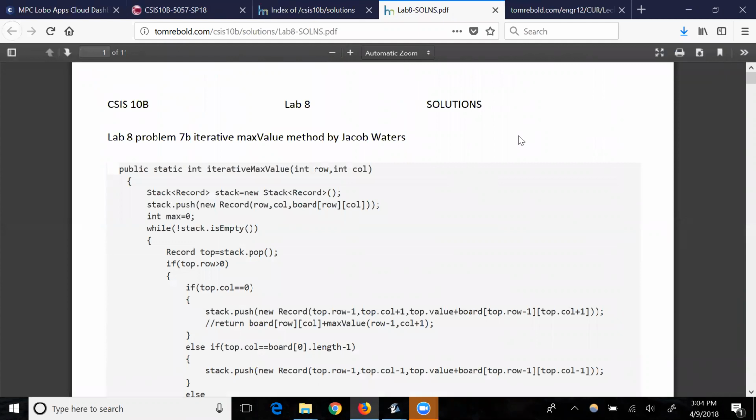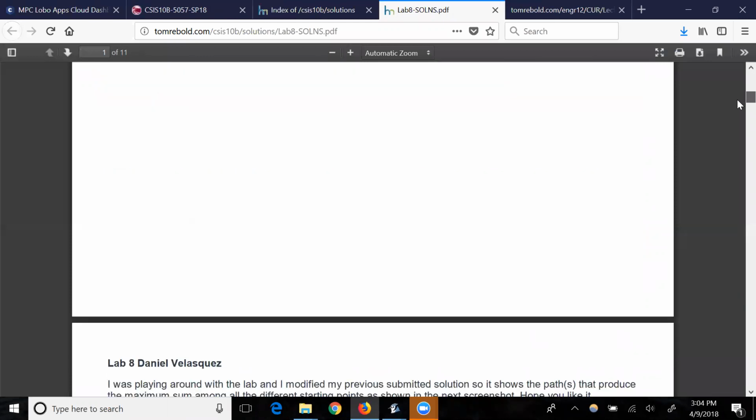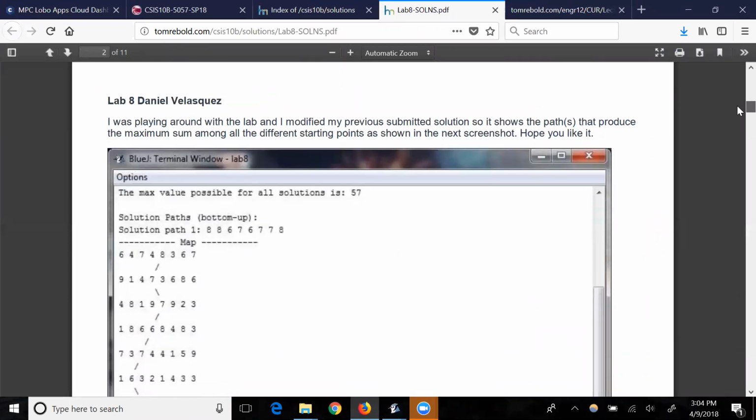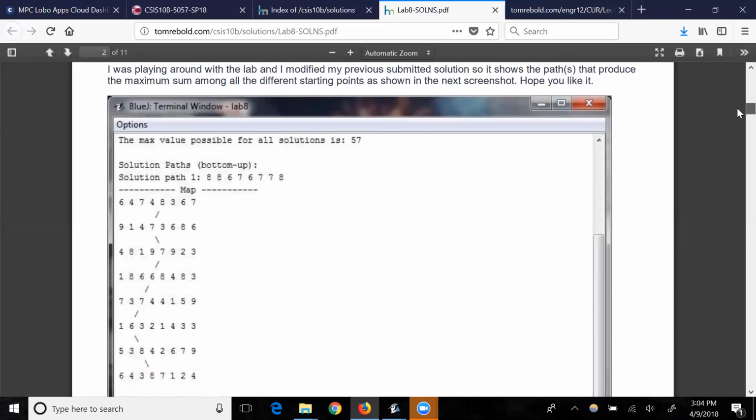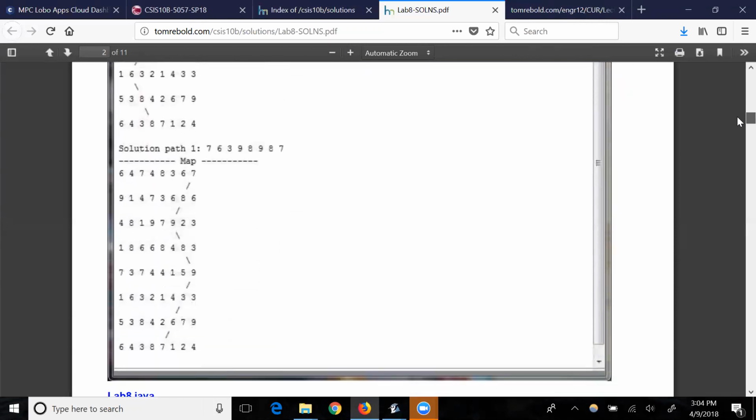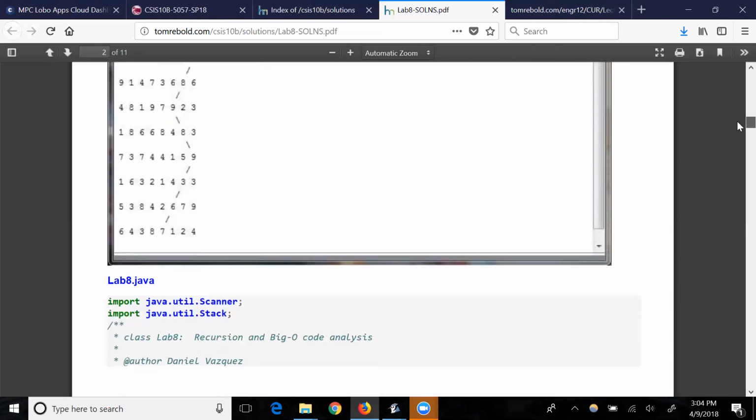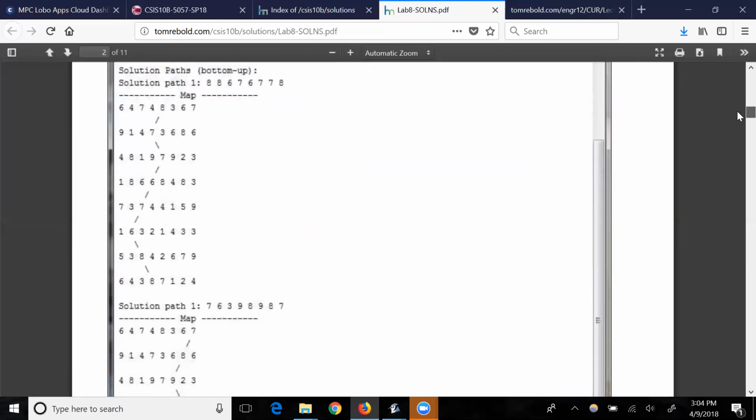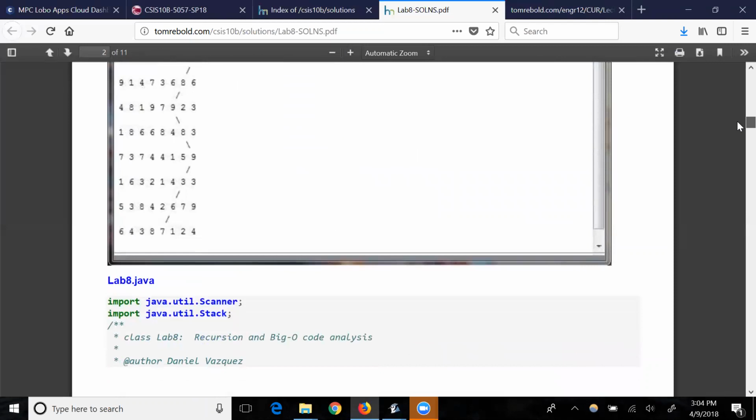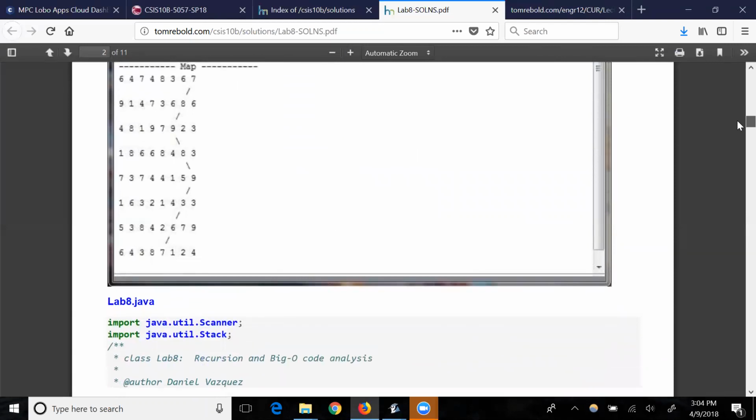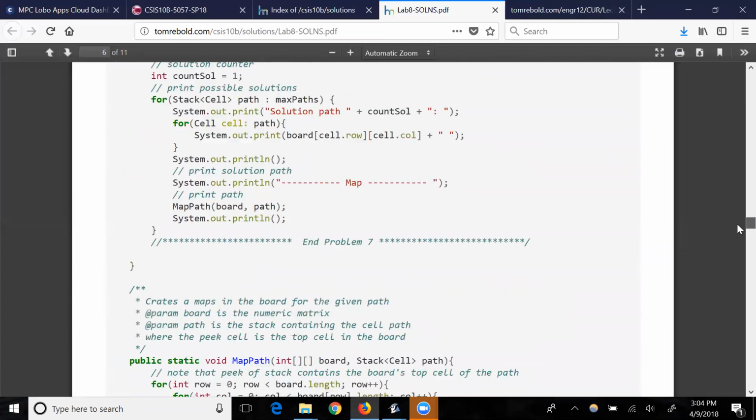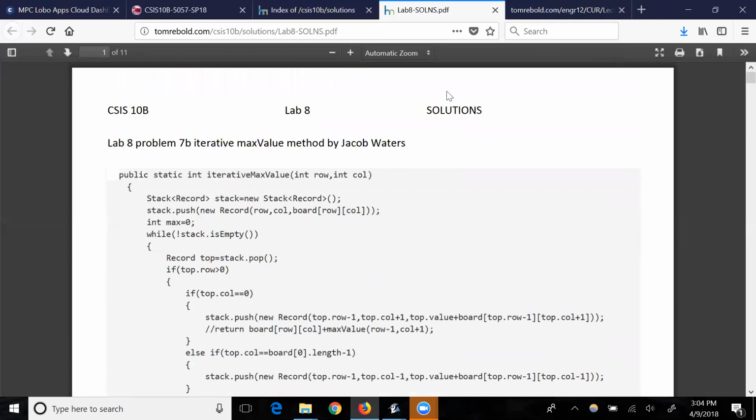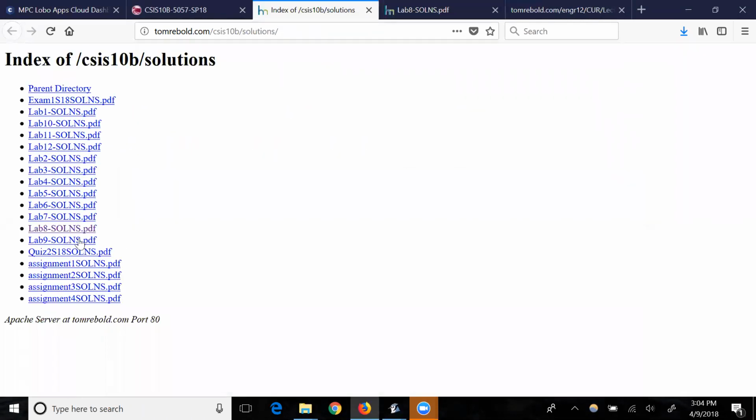Oh, there's actually, someone did an iterative max value. Jacob did that. That was optional. I don't know if I took that off yet or not, but Daniel actually did one to show the path, which is kind of cool. Yeah, this is last year. Daniel's really talented, and you might think how you would modify it to be able to show the path. It's kind of a cool thing. Anyway, that's lab 8. There's also lab 7 posted.